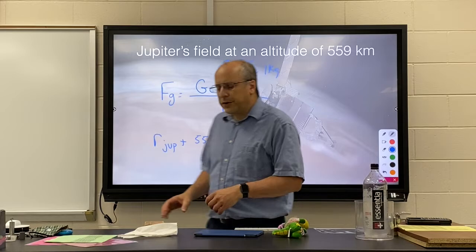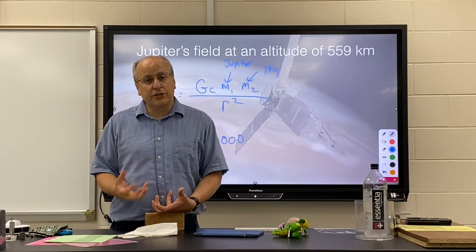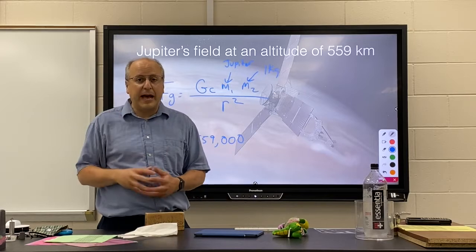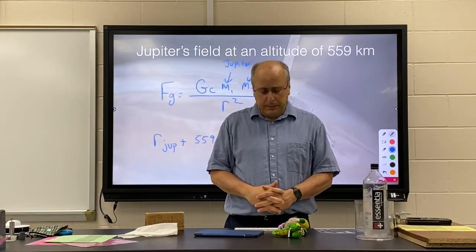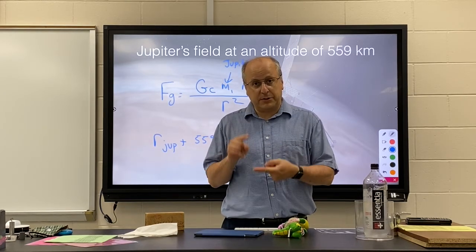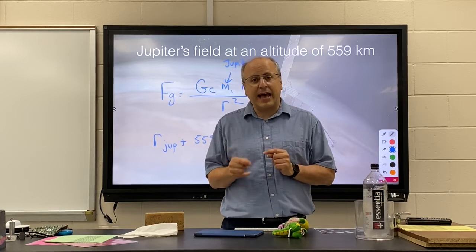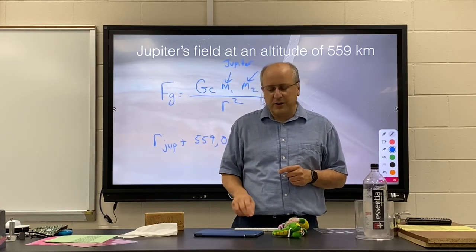All right, so hopefully you guys understand how to work with objects that are not on the surface, but instead are at some altitude above the object. And again, the main idea is whatever the altitude is, that's measured from the surface, add that to the radius of the planet, and that will get you your distance.